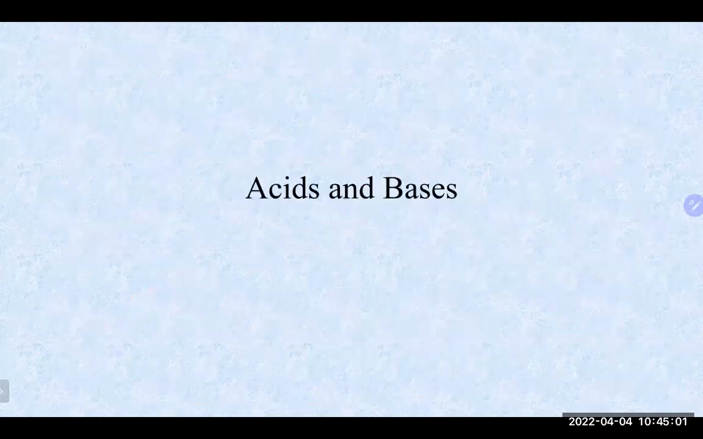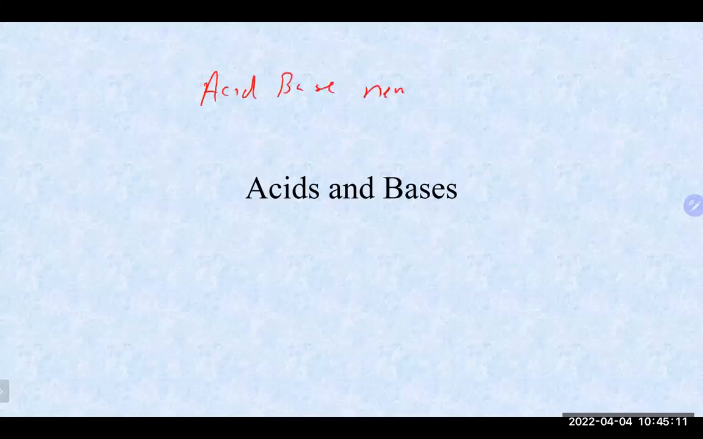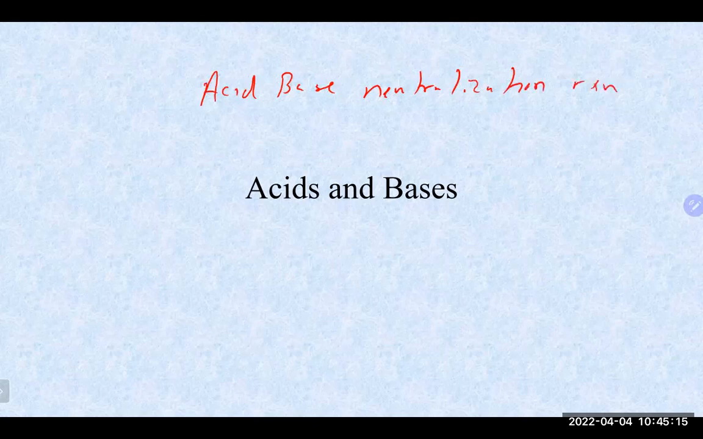Okay, so continuing under the umbrella of double displacement reactions are acid-base reactions. They are sometimes, as we will see, called acid-base neutralization reactions. And as we will see, the main reason for that is we are forming water as a result of this.